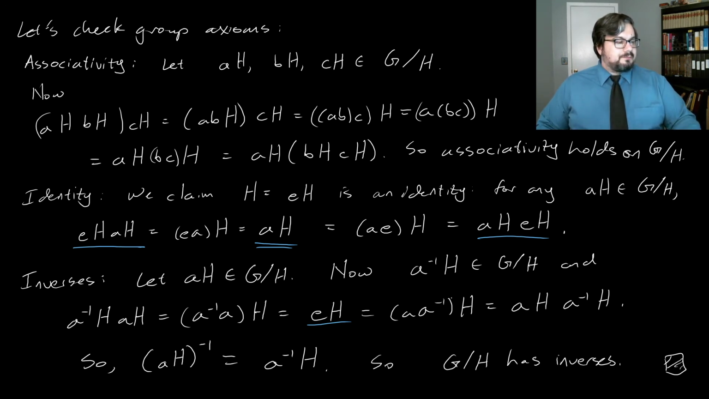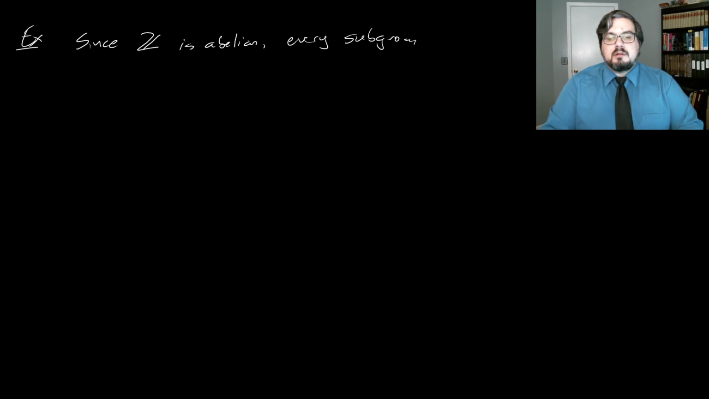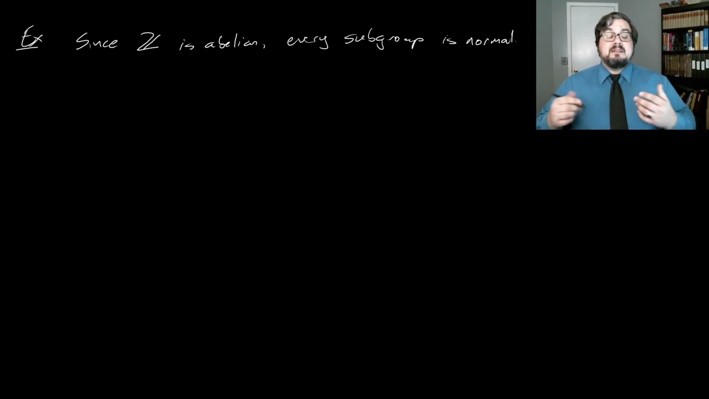All right, so let's look at some examples. And the first one that I want to look at are the groups Z mod nZ that we looked at way back at the beginning of the semester. So let's look at an example. So first of all, since the group Z is abelian, this means that every subgroup of Z is normal. This means that when we're looking at an abelian group, we can form a factor group with any subgroup because all subgroups of an abelian group are normal.